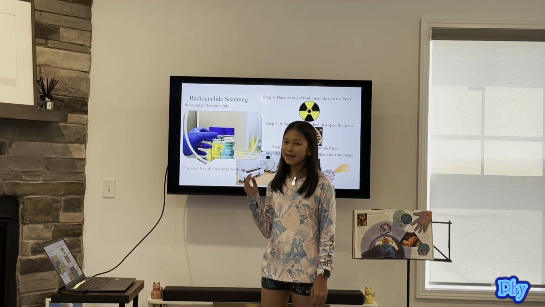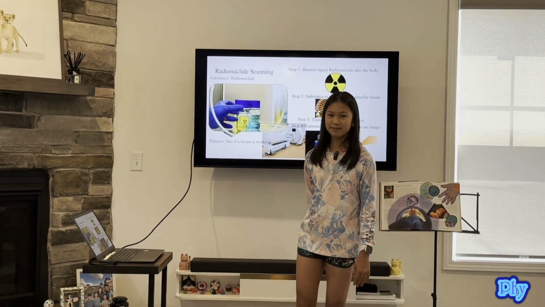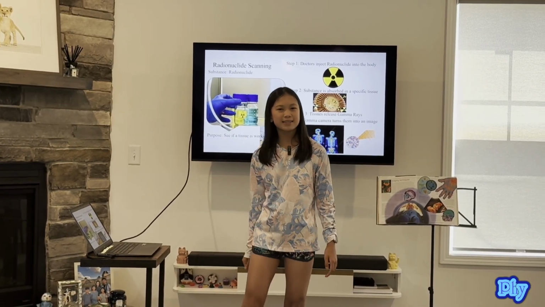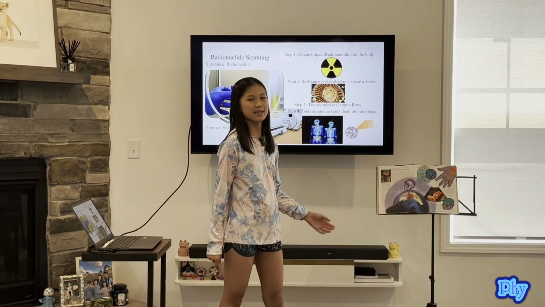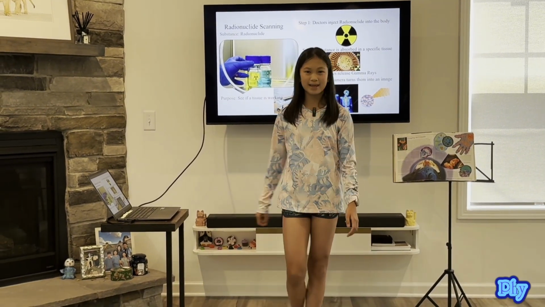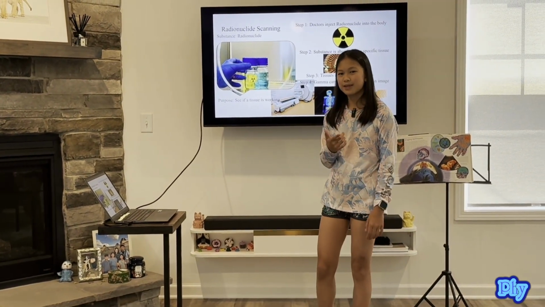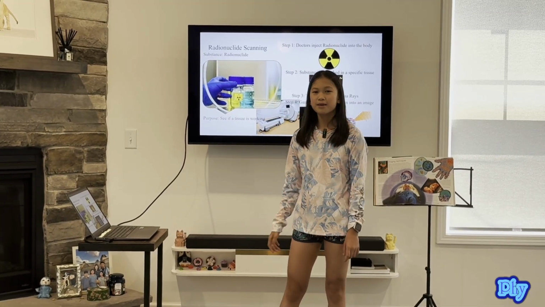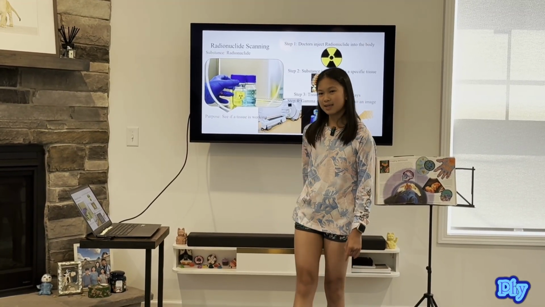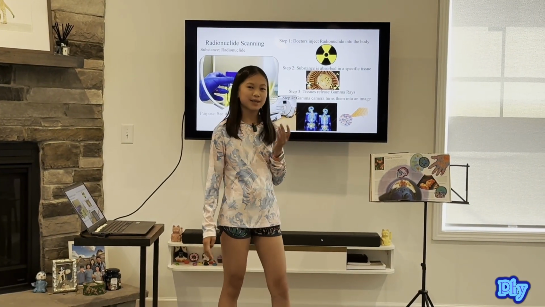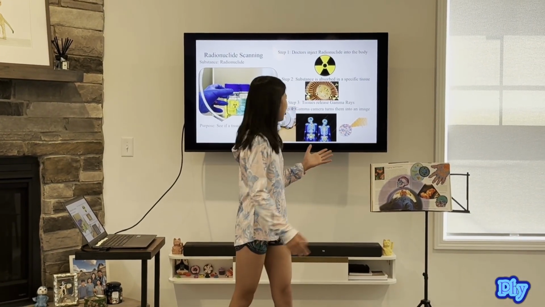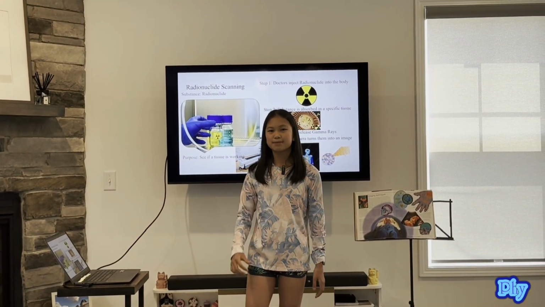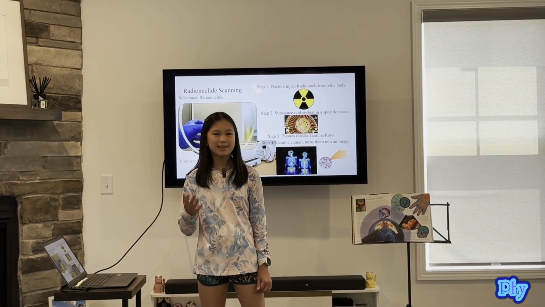Let's talk about radionuclide scanning. Radionuclide scanning is one of the uncommon types of scans because this involves a substance, an element called radionuclide. People usually will inject radionuclide into the body when they're doing a radionuclide scan. After they inject the radionuclide into the body, the radionuclide is going to be absorbed in a specific tissue, most likely the bone.